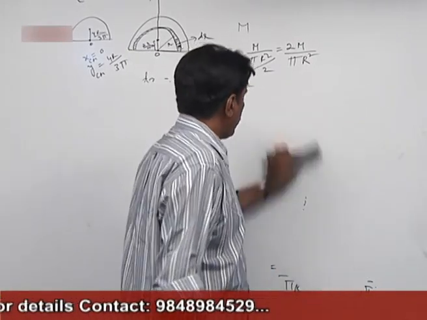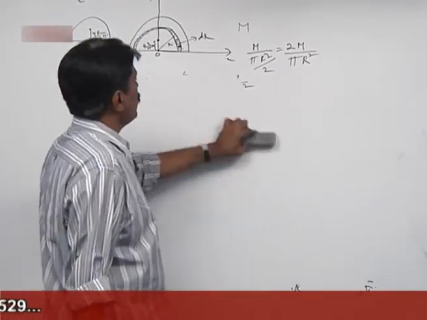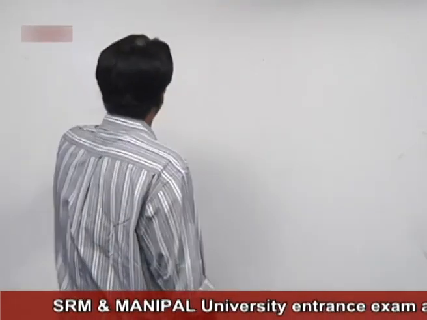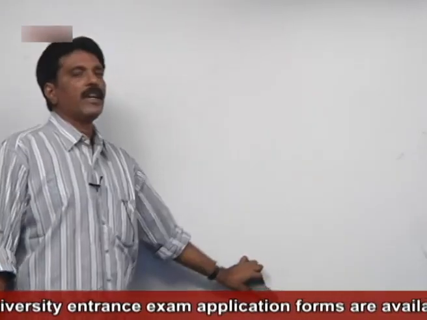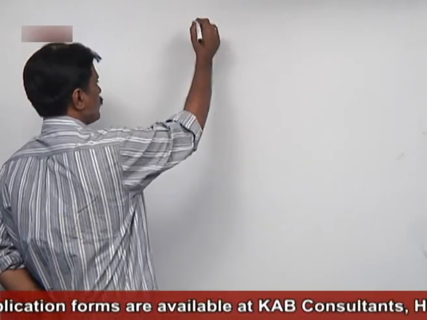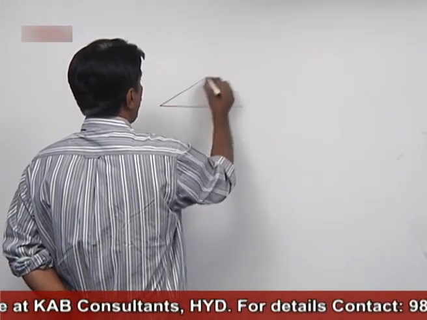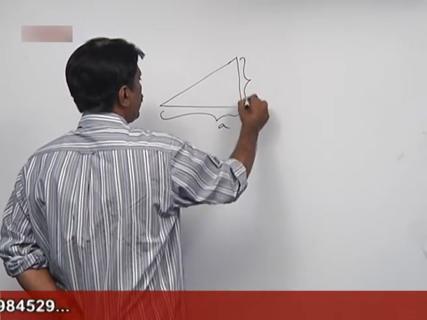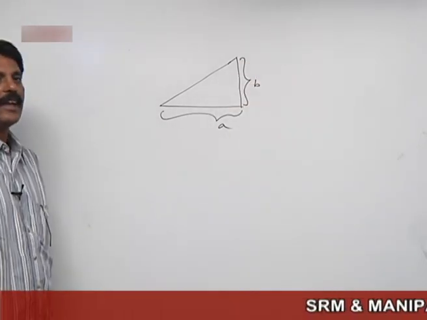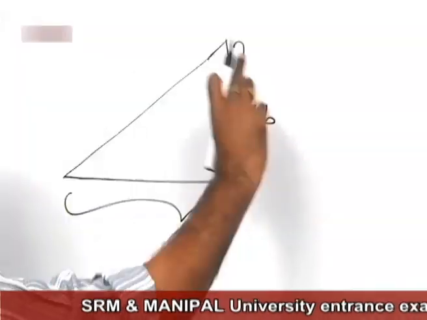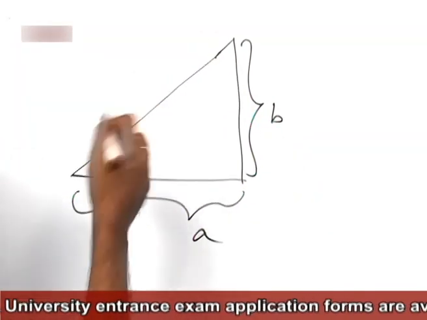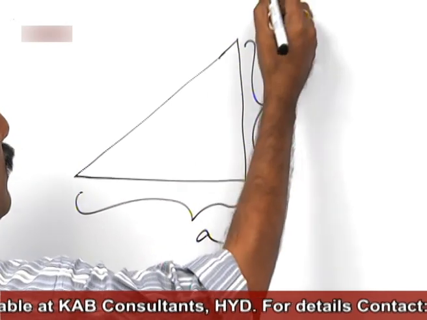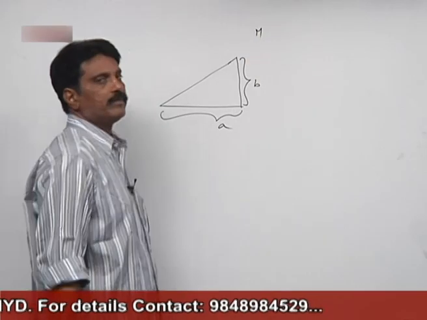Now let us try to find center of mass for another object, which is a right angle triangle. Suppose this is a right angle triangle of base A and height B. How do we find the center of mass of this triangle? Suppose the mass of the triangle is M.